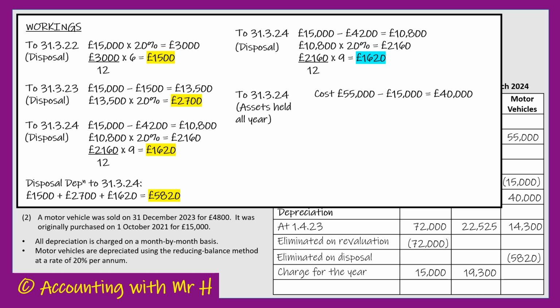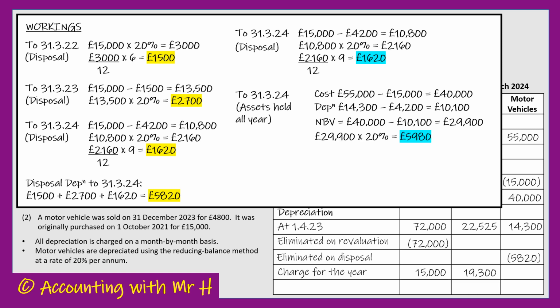So 1,500 plus 2,700 we know is £4,200. So in that 14,300 I need to take out 4,200 because it relates to the vehicle they got rid of. And you can see my working there. So that means there is £10,100 of depreciation in the books that must relate to the other vehicles, the ones that they've held all year. Now I can find the net book value. So 40,000, take away 10,100. The net book value of the vehicles they've held all year is 29,900.